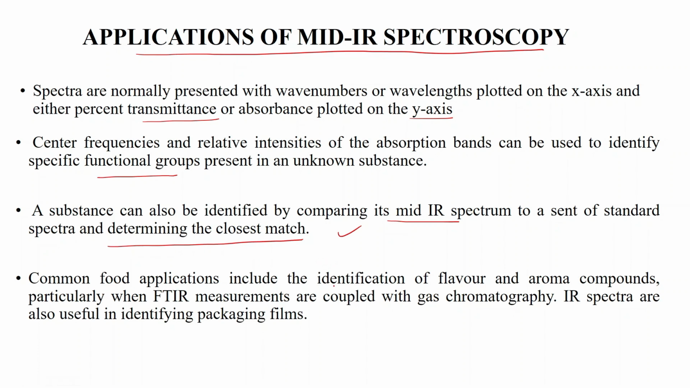Then common food applications include the identification of flavor and aroma compounds, especially when FTIR measurements are coupled with gas chromatography. It is also helpful in identifying packaging films, whether it is LDPE, HDPE, or polystyrene. What type of polymer material is there can be matched with the library to the closest match, and that can also be done. These are the qualitative applications actually.